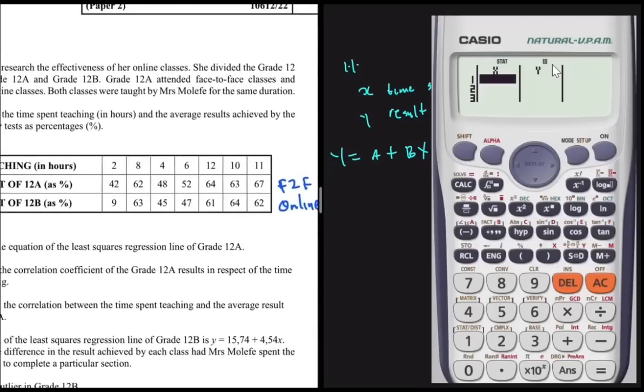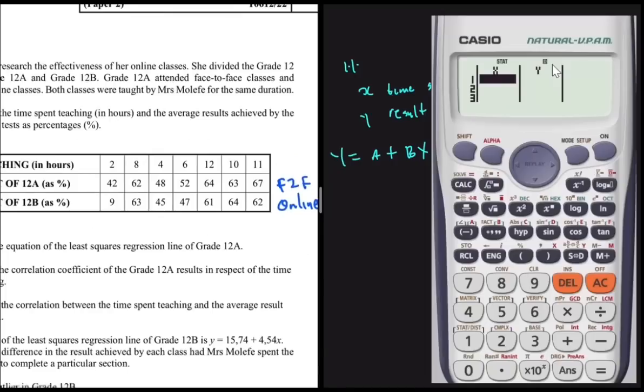So let's put in the values for x. On this table, you can see we have 2, 4, 2, 8, 4, 6, 12, 10, 11. I'm going to put that in. I have 2, then I press equals, then 8, 4, 6, then 12, 10, and 11. That's for the x values. Now I have to go to the y values.